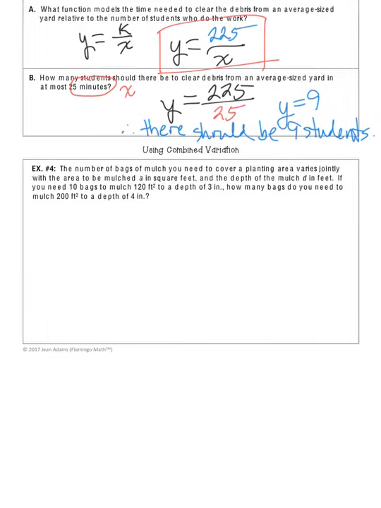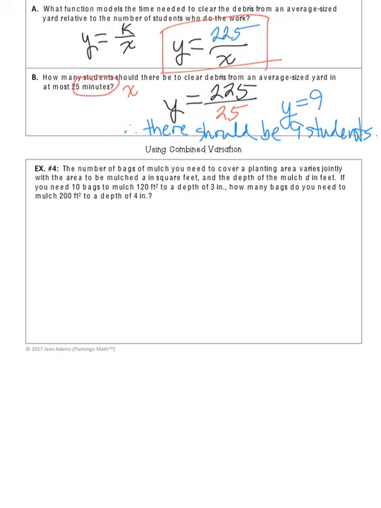All right, so example 4, we're going to use combined variation. That means we're going to have more than one variation going on here. So let's go ahead and read what they're talking about. The number of bags of mulch you need to cover a planting area varies jointly. So that's important. If I were you, I would stop and highlight that varies jointly.